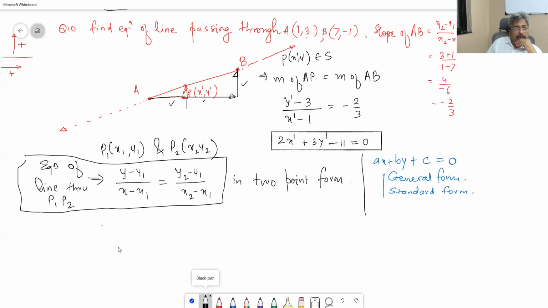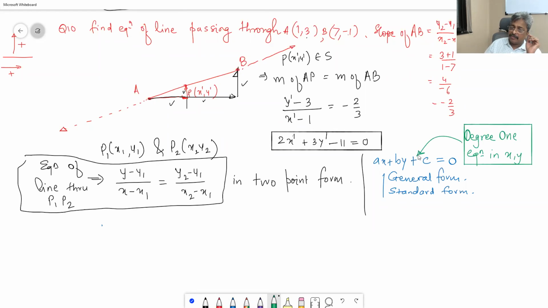Sir, could you explain the general form again? How do you get the general form of the equation? No, I'm just writing it is a degree 1 equation in x comma y. It is a straight line. That is what I am assuming right now, and that equation will look like this. And I am saying that it is going to be a straight line.